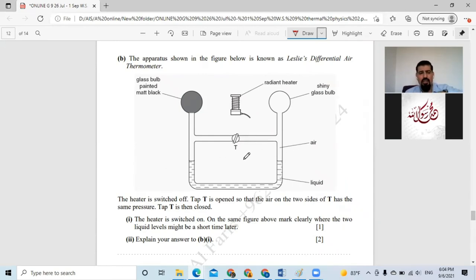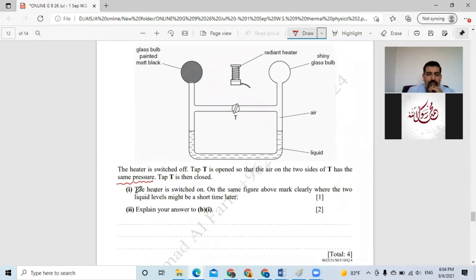Both levels of water are the same level. We close the tap here, okay? The heater is switched off, tap T is open so that the air on both sides has the same pressure. Tap T is then closed, okay? So what do they ask? The heater is switched on.